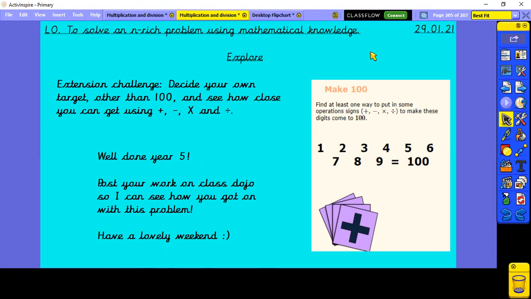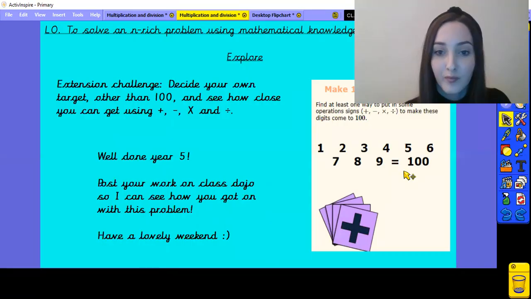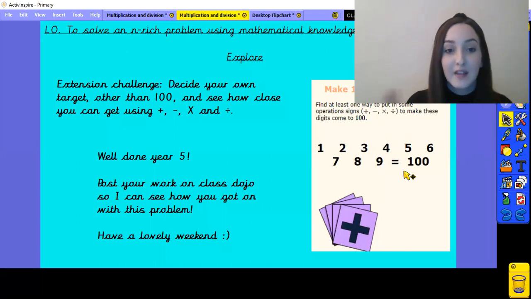Okay, well done Year 5. So please post your work on Class Dojo so I can see how you got on with this problem and what solutions you came up with. And I really hope you enjoyed doing another different maths lesson using an NRICH problem.